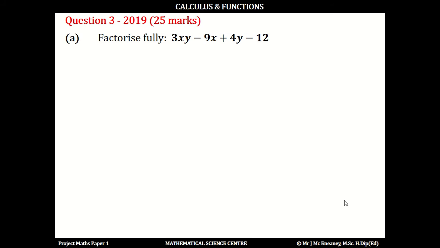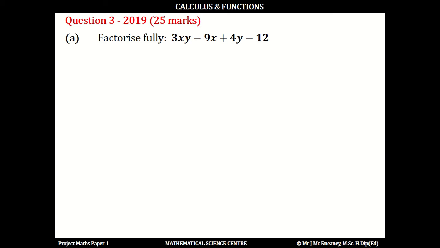Okay, question 3, 2019. We're asked to fully factorise 3xy minus 9x plus 4y minus 12. So this expression has got 4 terms in it. In the first 2 terms, we can factorise out 3x, and if we take out a 3x, you're left with y minus 3.